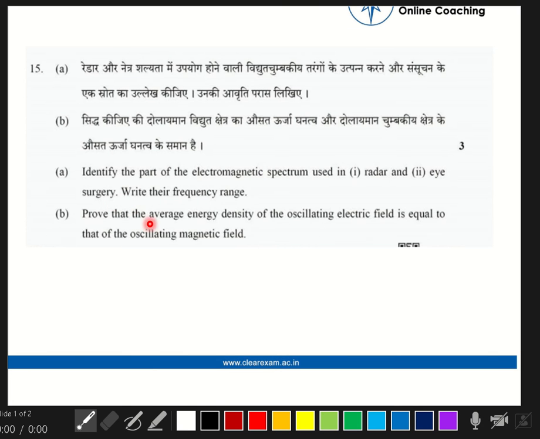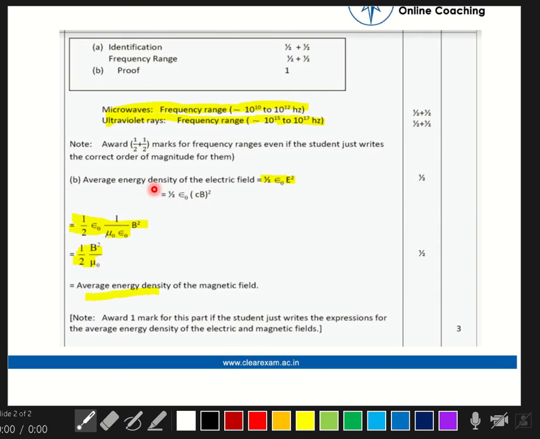Prove that the average energy density of the oscillating electric field is equal to that of the oscillating magnetic field. As we know, the average energy density of the electric field is given by half epsilon naught E square. We can put E square as C B square, and C as 1 by root mu naught epsilon naught.